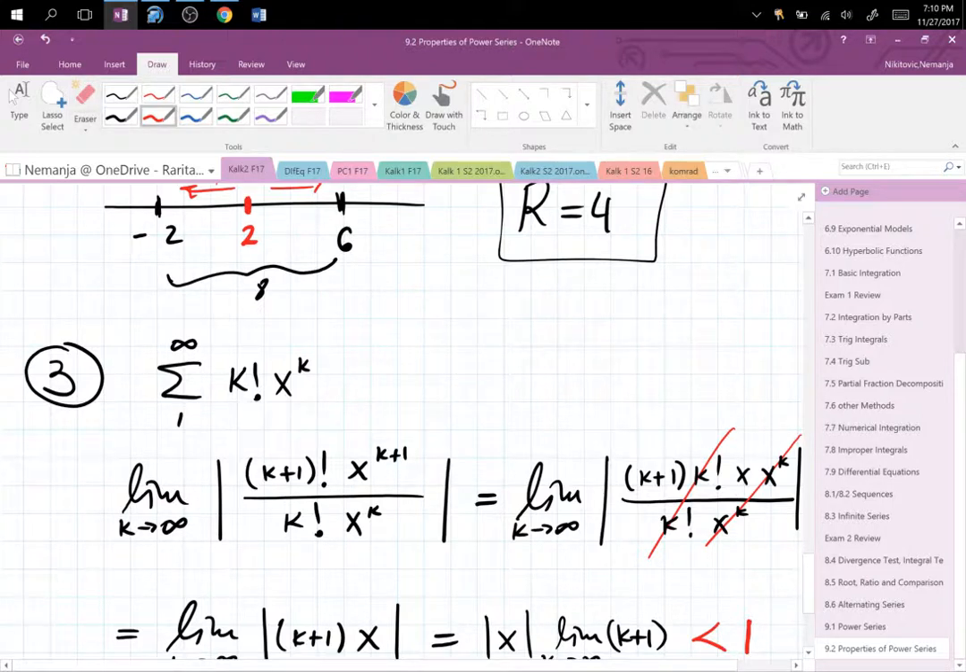But then we can pick 0 for x. As soon as you pick 0 for x here, you put 0 there, 0 to the k remains 0, and then whatever factorial you're picking, that 0 is knocking it out, and we're getting 0 plus 0 plus 0 plus 0, and it converges to 0 in a sum. Did this make sense? Yeah.